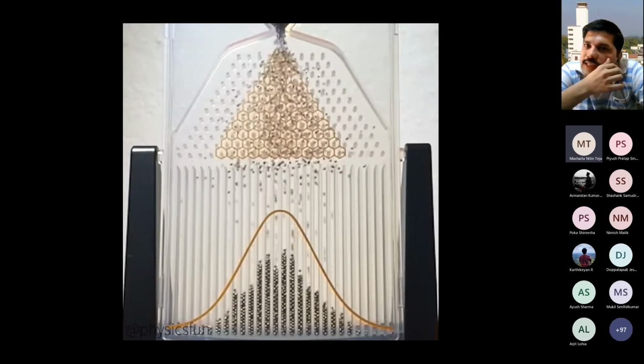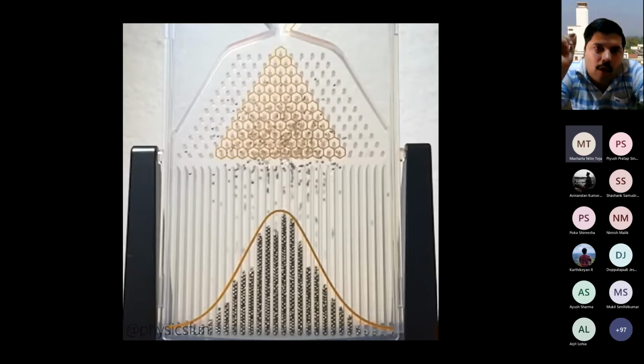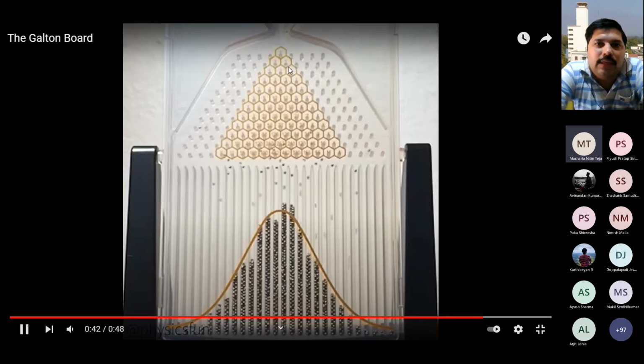From the top, ball bearings have been dropped. You see there are several levels, and at each level there are certain slots. I'm pointing at them. Can you see the slots here? What happens is the ball bearing comes to a slot, hits it, and randomly goes either to the right or to the left.